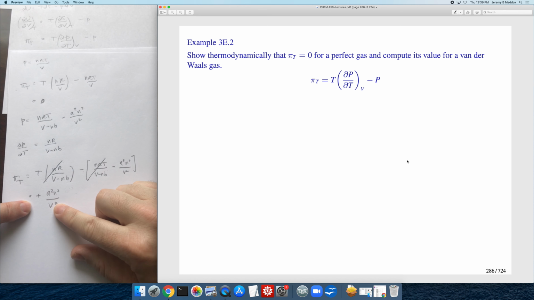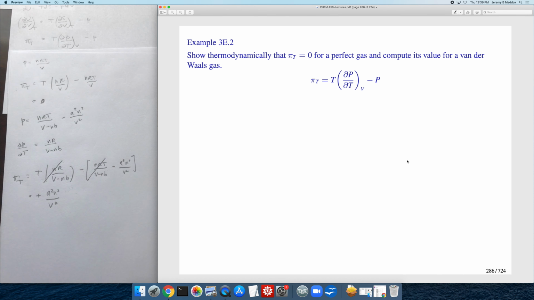This is going to be a positive term, and so as you increase the volume of the gas, as the volume gets bigger, you're going to find that the internal energy... Well, it's also inversely proportional to volume squared. As the volume gets bigger, this pi T term, it's positive. As the volume gets bigger, you're going to find that the energy increases.